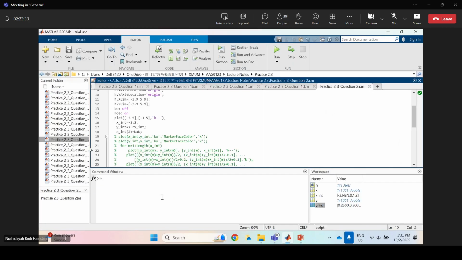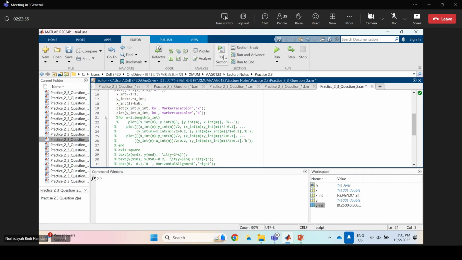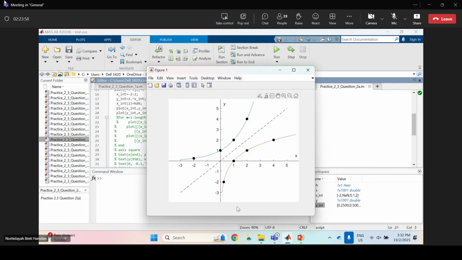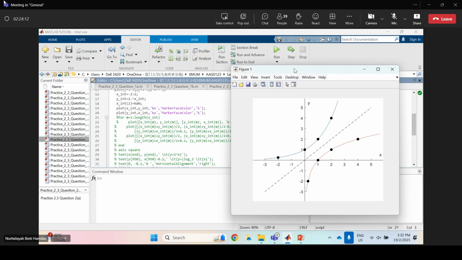Okay, so now we put the marker as black color, which means black circle for M until 1. Okay, so I run it. You see that all of the markers are being labeled, both for X and Y, for red and green.